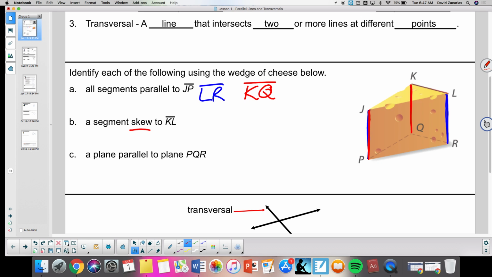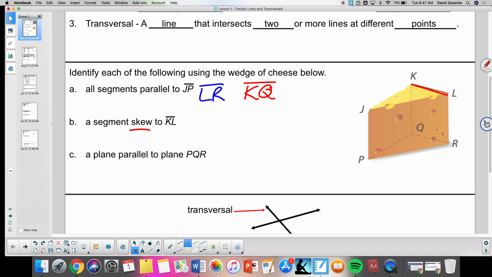Now the idea of skew. Skew again means it's not on the same plane and they're not parallel. Not on the same plane, they do not intersect, and they're not parallel. So KL in this case is this segment right here. So we're looking for something that's not on the same plane. So KL is a part of KLRQ, that plane, the back plane, and it's part of the top plane, JKL. So any segments that we name cannot be on those two planes.